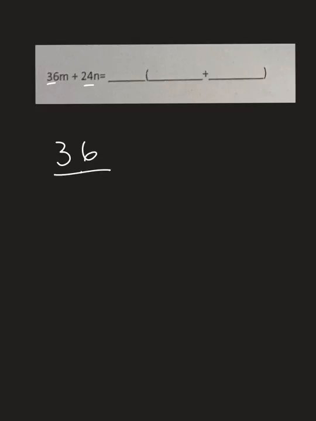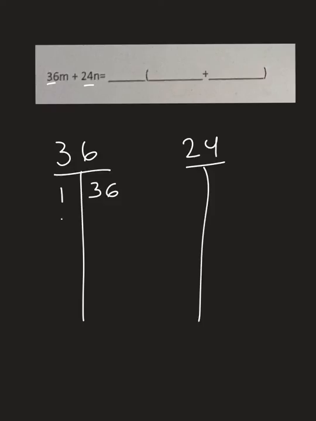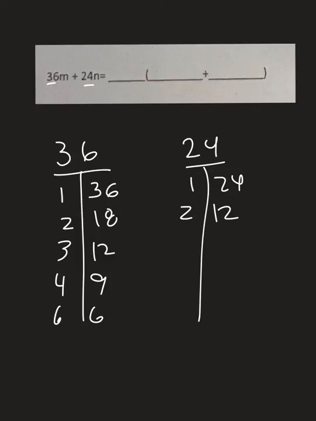So between 36 and 24, let's go ahead and list 1 and 36, 2 and 18, 3 and 12, 4 and 9, and then 6 and 6. And then for 24, we have 1 and 24, 2 and 12, 3 and 8, and 4 and 6. So if you look here at the numbers, our greatest factor between them will be 6. Okay? So 6 is going to go on the outside of the parentheses.